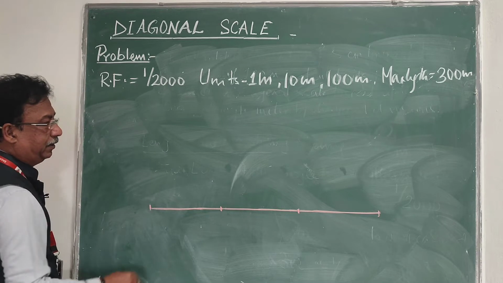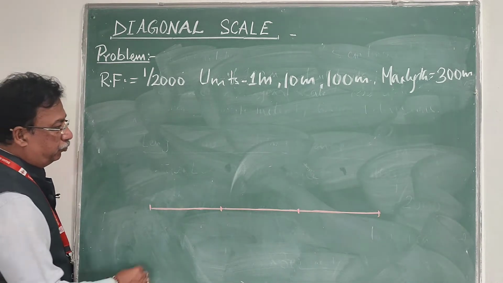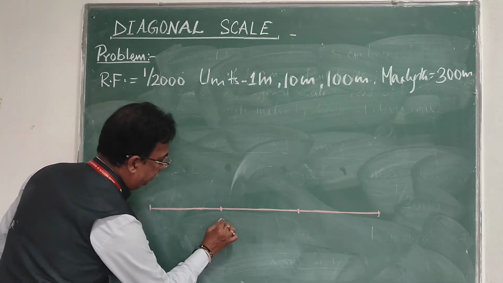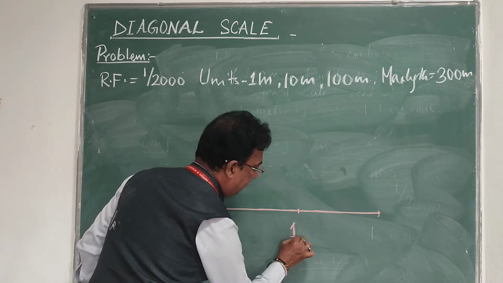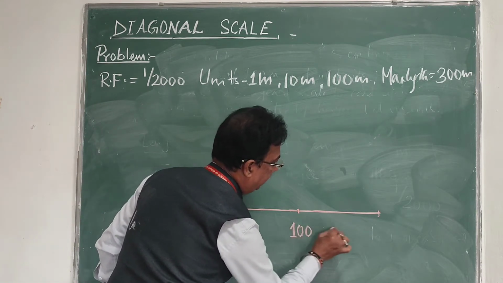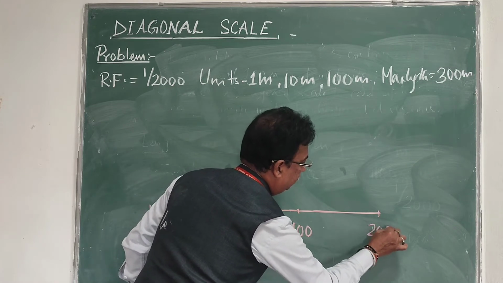You can use the method of geometry also. So if I divide this line into 3 parts, now this first part will be our 0, and towards the right of the 0 will be 100 and 200.